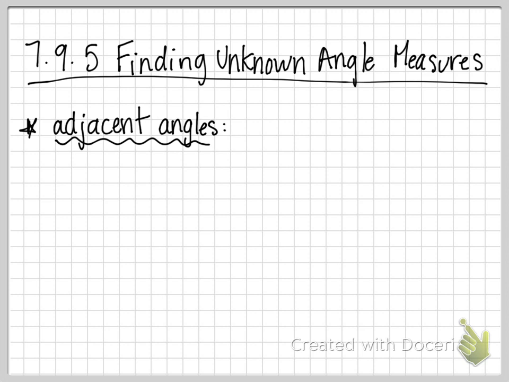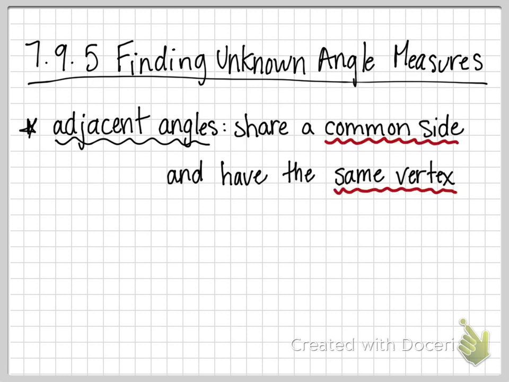So adjacent angles. If two things are adjacent, it means they are touching. So adjacent angles touch one another. They share a common side and have the same vertex.